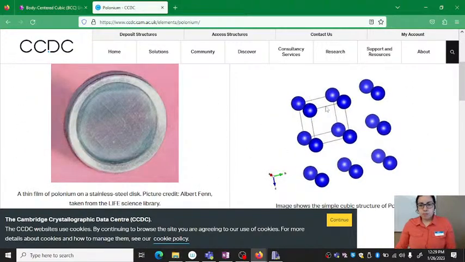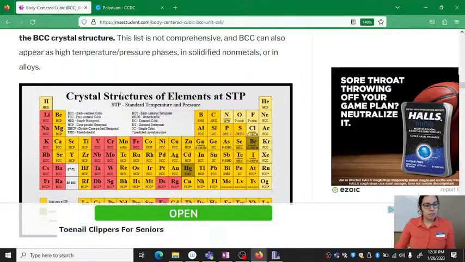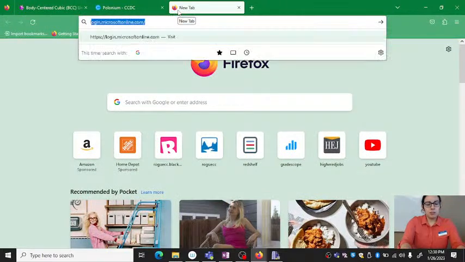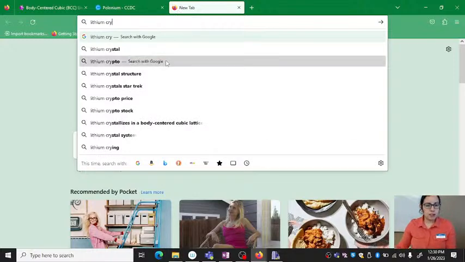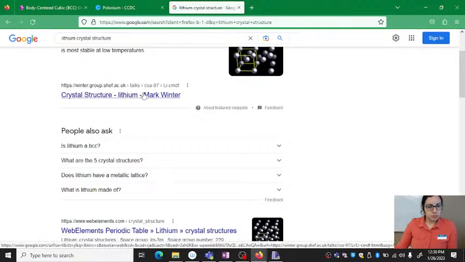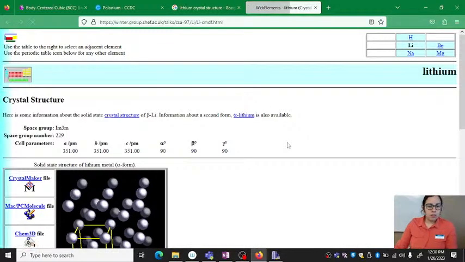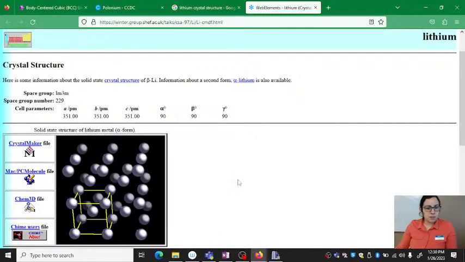And so there's polonium. Again, you can see how there's 8 of them, 1/8 in each one. So let's look up lithium crystal structure. And so now we can compare, so again, lithium looks pretty similar to that simple cubic, except now there's an atom of lithium in the center as well as having one on each cube there.